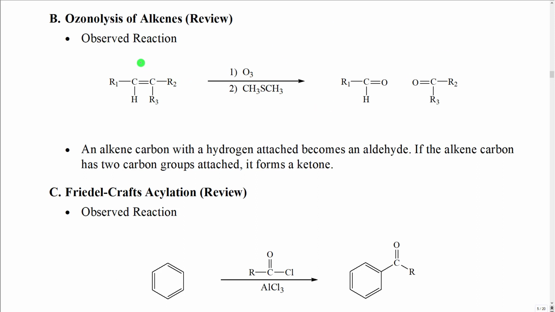What this does is it essentially just cleaves the double bond into two double bond halves and then inserts oxygen into the break between the two double bonds. This will produce an aldehyde if the original alkene carbon already had a hydrogen attached. If, in contrast, the alkene carbon had two carbon groups, this will produce a ketone.